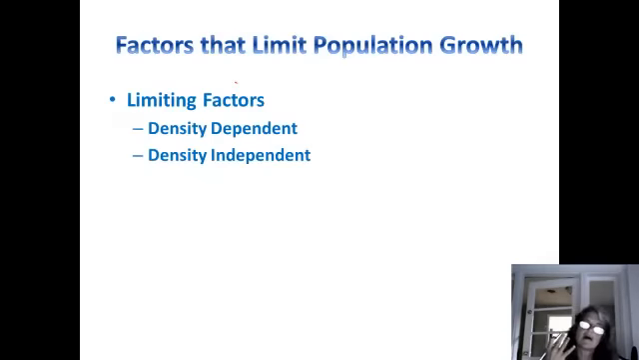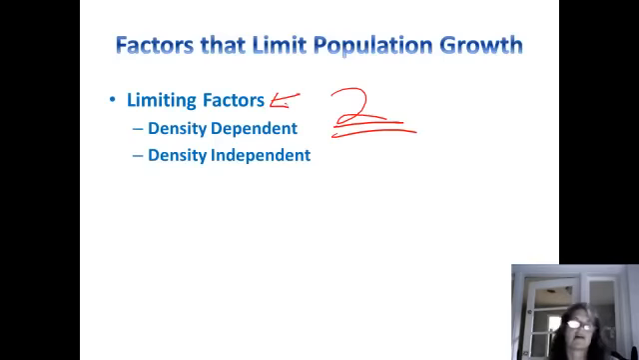So these things that affect population growth we refer to as limiting factors. These are things that can limit population growth or encourage it, I suppose, but generally we refer to them as limiting factors. If you have enough of a particular nutrient, then your population can keep growing, but if that nutrient is taken away, then your population can't keep growing, and the absence of that nutrient is going to limit population growth. It's a limiting factor, okay? There are two types of limiting factors. There are density dependent and density independent.